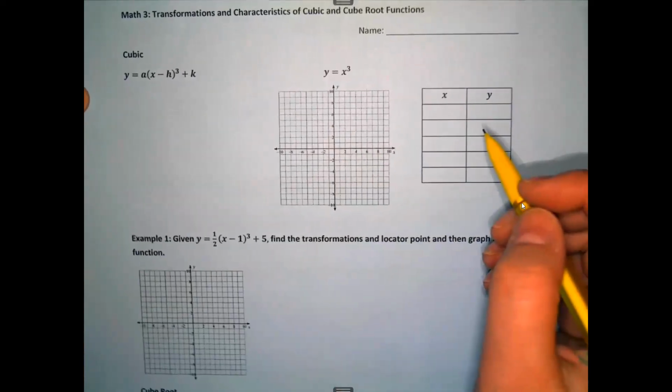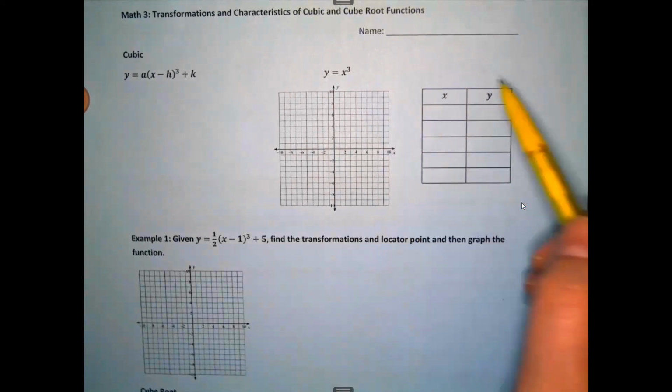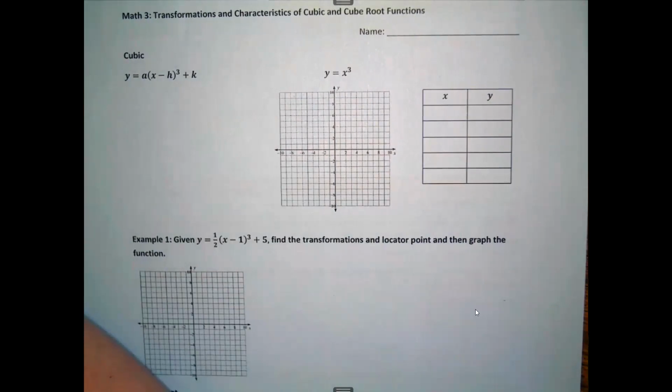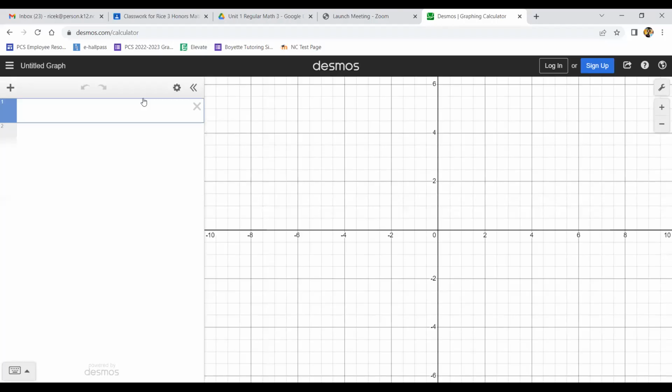So first things first, we're going to go ahead and go to Desmos and see what these graphs look like. So go ahead and get your Chromebooks out, get Desmos all pulled up on your Chromebooks. And we're going to type in first y equals x to the third power. Remember to do your exponents. You're going to hit Shift 6 to do that little up arrow, the caret button, Shift 6.